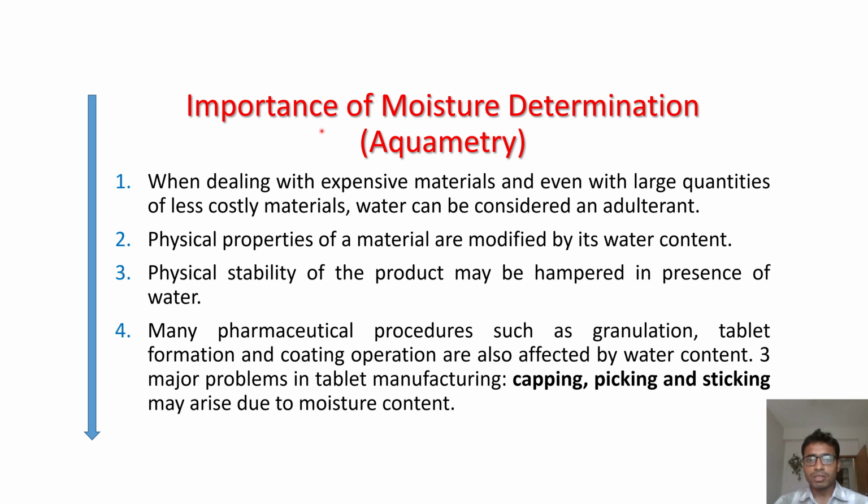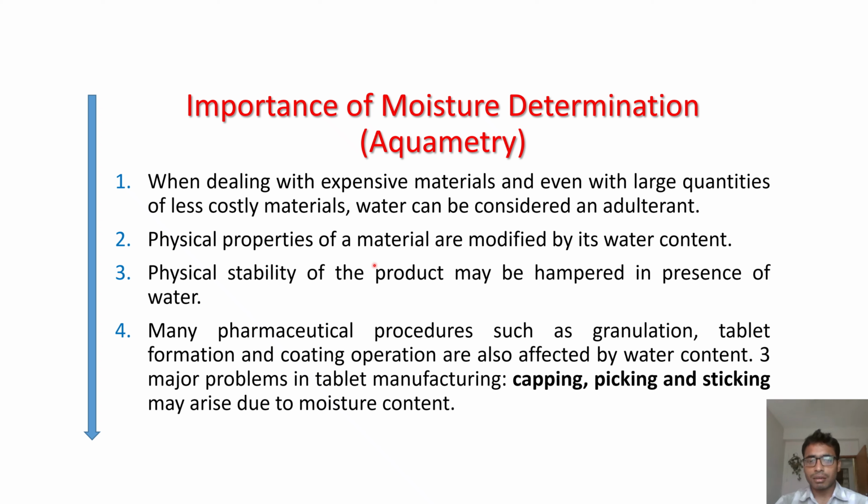So let's discuss the importance of moisture determination. When dealing with expensive material, even with large quantities of less costly materials, water can be considered an adulterant. Physical properties of a material are modified by its water content. Physical stability of the product may be hampered in the presence of water. Many pharmaceutical procedures such as granulation, tablet formulation, coating operation are also affected by water content. Major problems in manufacturing, including capping, picking, sticking, may arise due to moisture content.